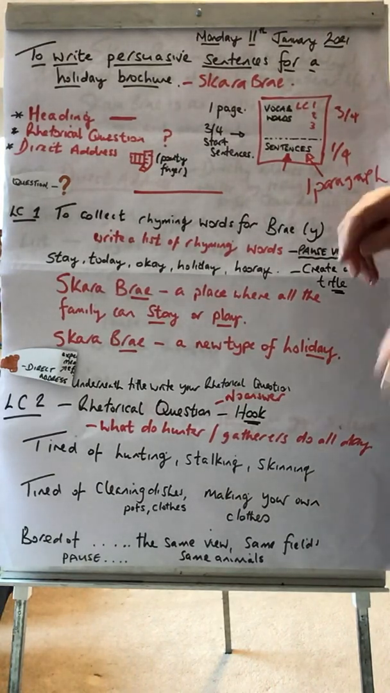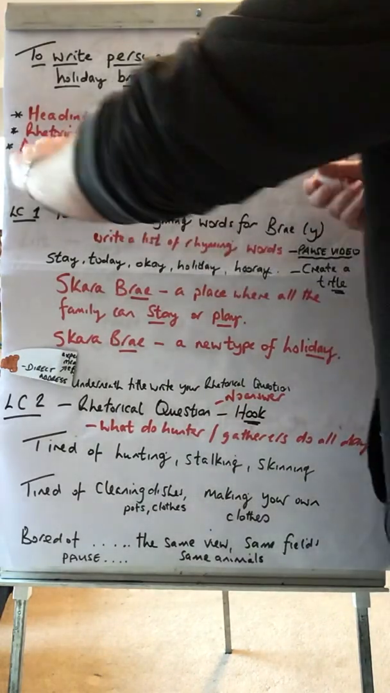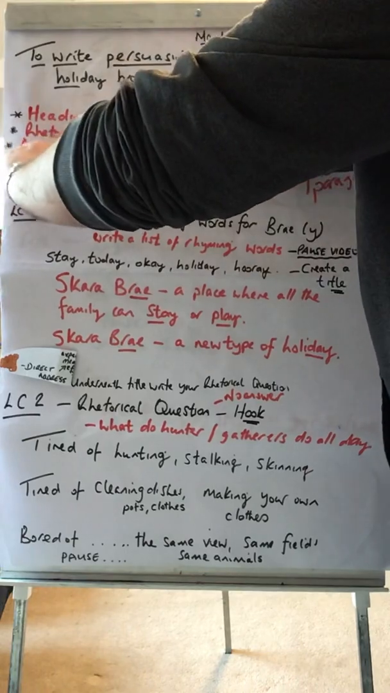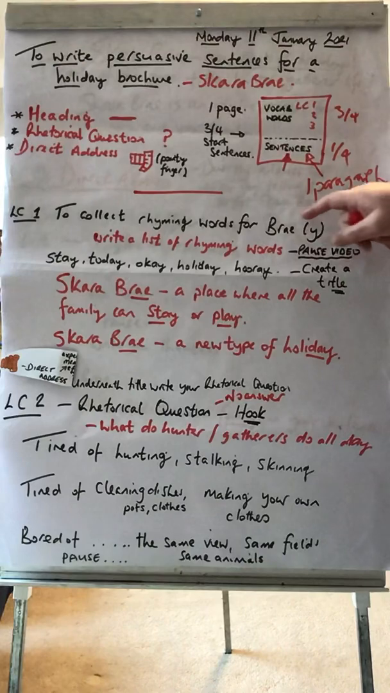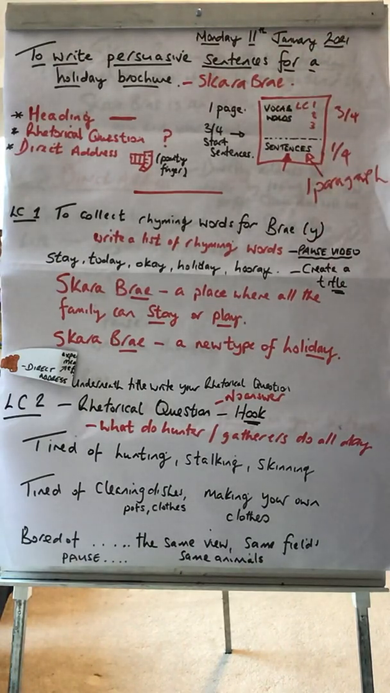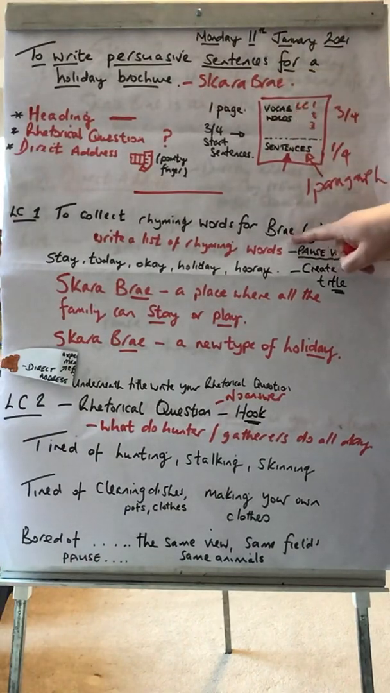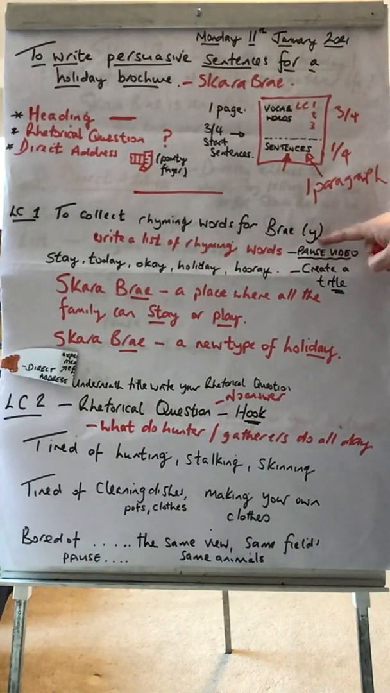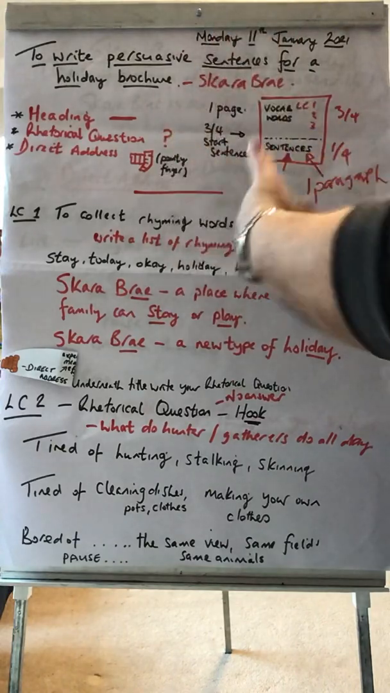So learning chunk 1, we've got to go to the heading. I'm going to remove that away because that's not there. That will be somewhere later. We're going to think about a title for our holiday brochure, and remember we're writing about Skara Brea. Now Brea has a Y kind of sound on the end, so you need to think of words that rhyme with the word Brea, because that is going to be the title of your holiday brochure. For today I might just show you ones I've done.